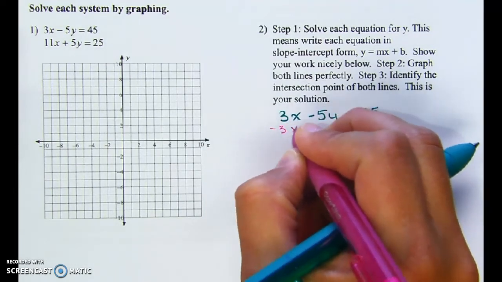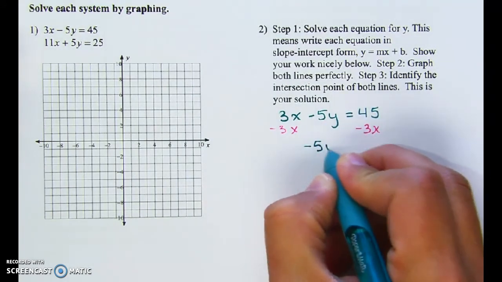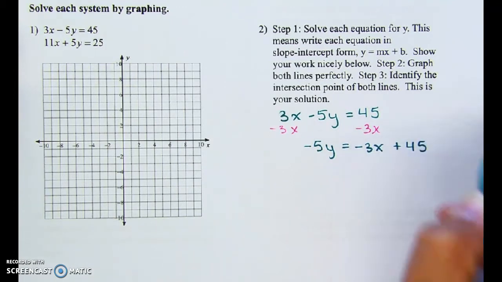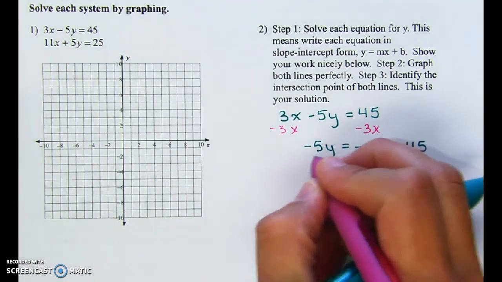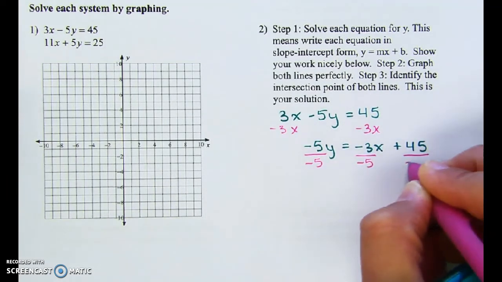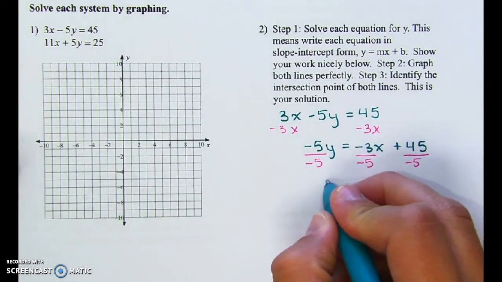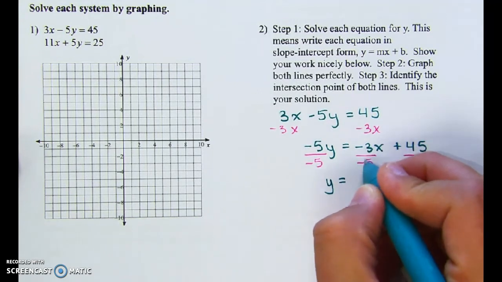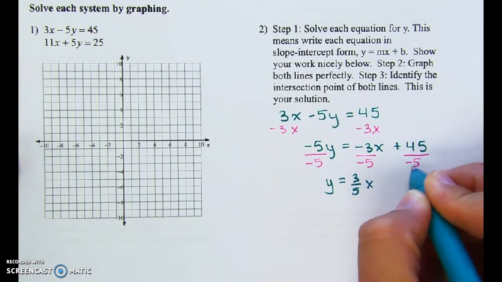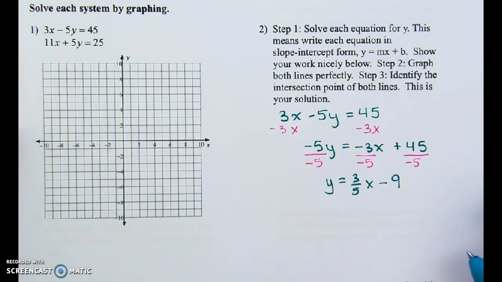How do we move the x's? By subtraction. Now we like to have the x's in front, so it's going to be negative 3x plus 45. And we need to get the y by itself. So we're going to divide by negative 5. And when you divide, make sure you divide everything. I don't do one big line, I do division by each term. It makes more sense to me. A negative divided by a negative is a positive, and positive 45 divided by negative 5 is negative 9. Is that right? Okay, equation 1 is done.